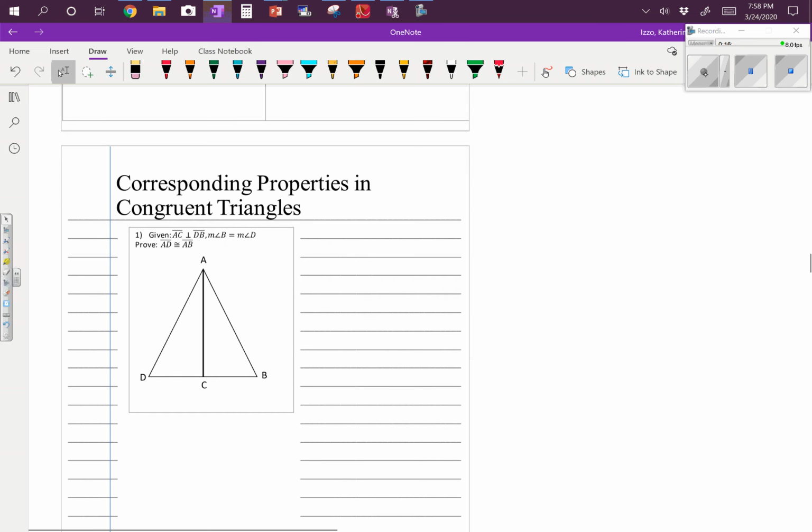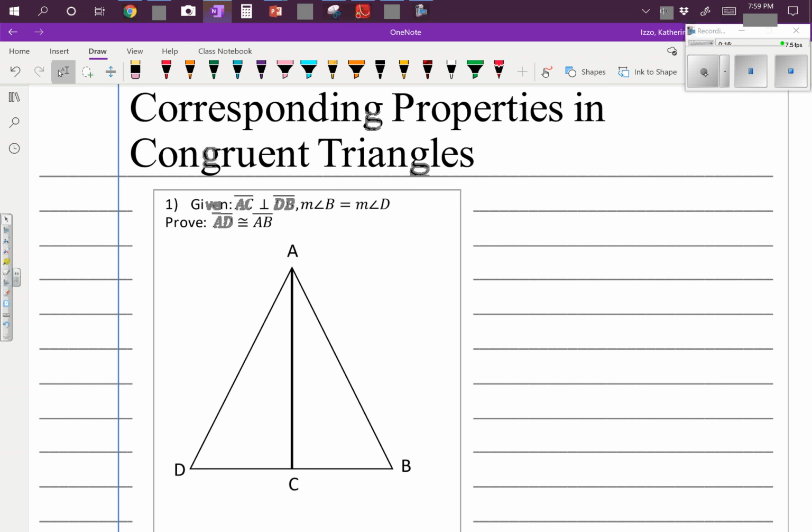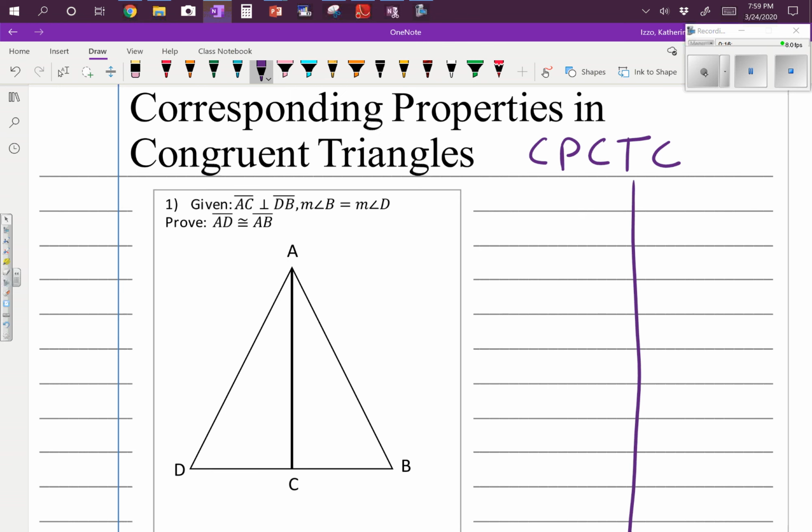I want to go on to this guy, CPCTC, corresponding parts in congruent triangles are congruent. CPCTC. Okay, so let's start our statement reason chart. And we've only got the 2 triangles, so that's exciting. Well, we've got 3 triangles because there's the big triangle, and then there's this triangle, and there's this triangle.